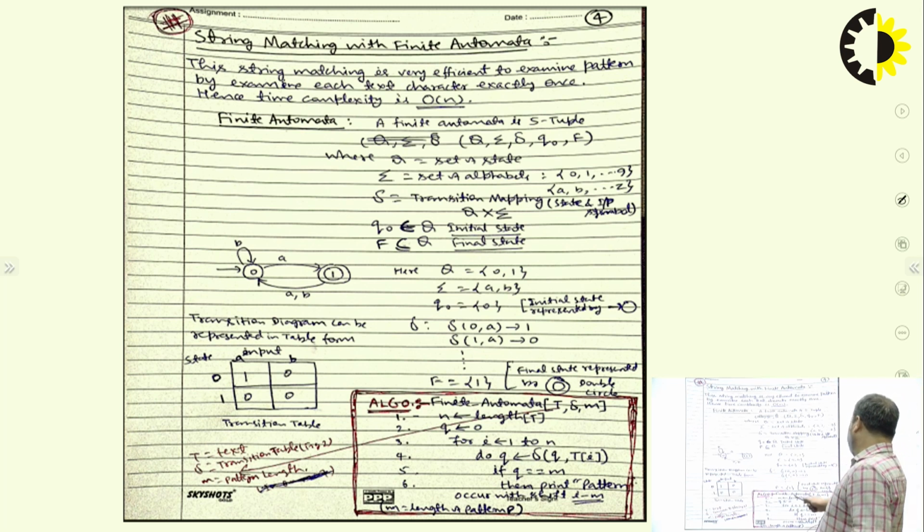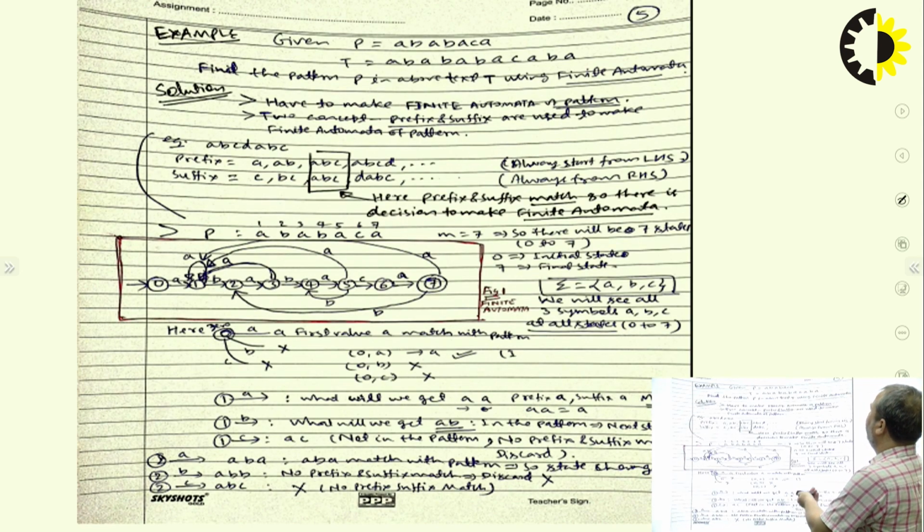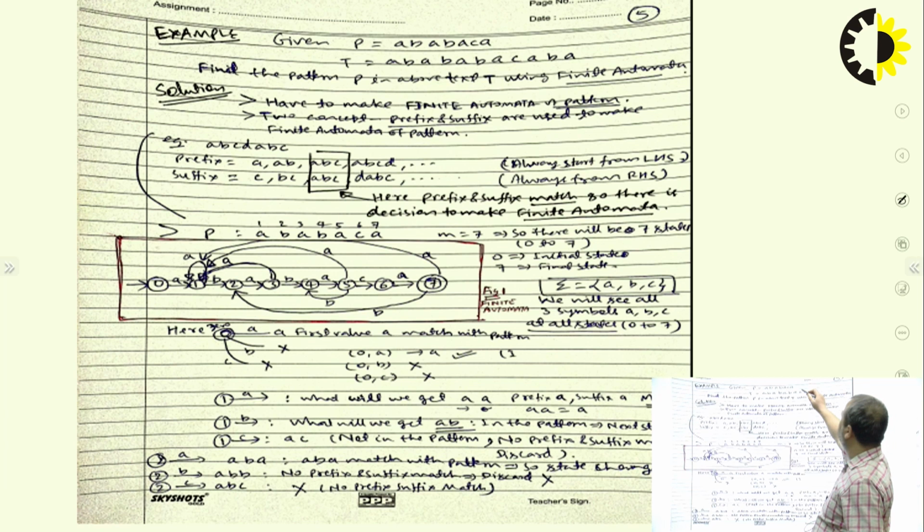So this is the algorithm, where n is the length of the text and m is the length of the pattern. What is the process? Let's see with an example. For example, P is given as ABACA, and this is the pattern and this is the text. Find the pattern P in the above text using finite automata.